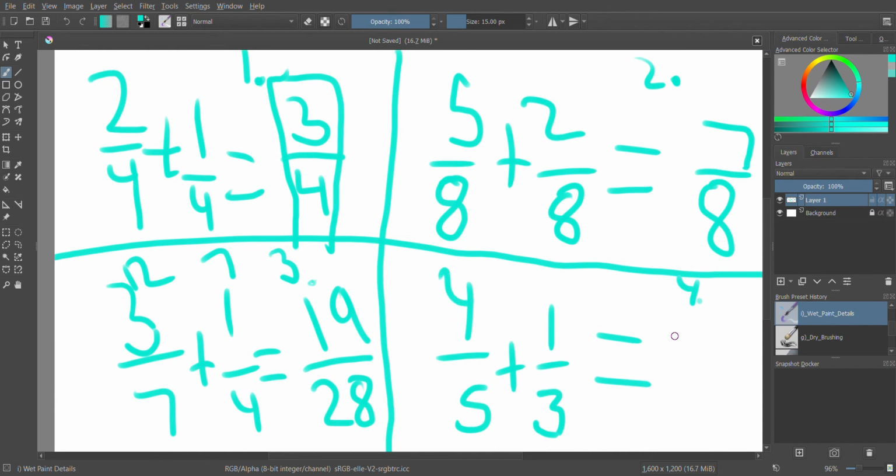5 times 3 is 15. Let's look at the numerator. For this, you cross multiply. So 3 times 4 is 12, and 1 times 5 is 5, and it's 17/15. So that's the answer. Voila!